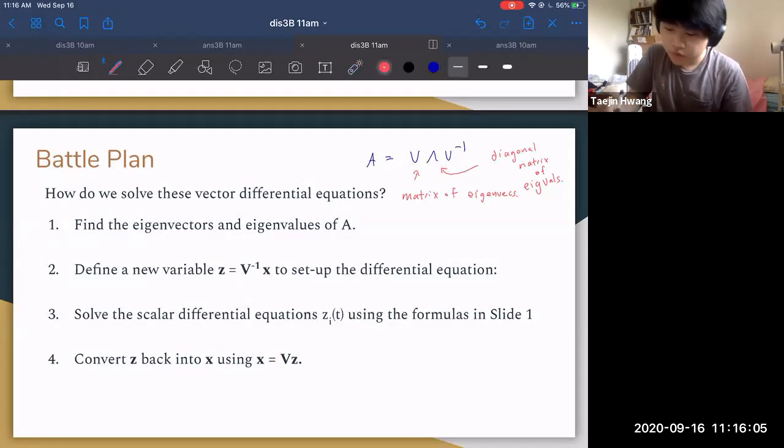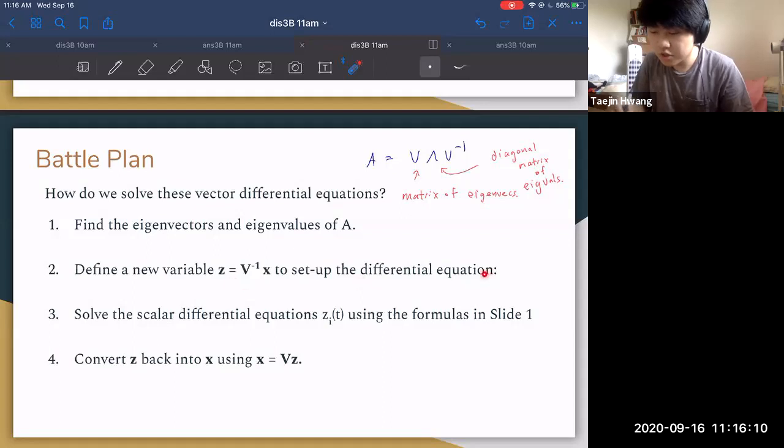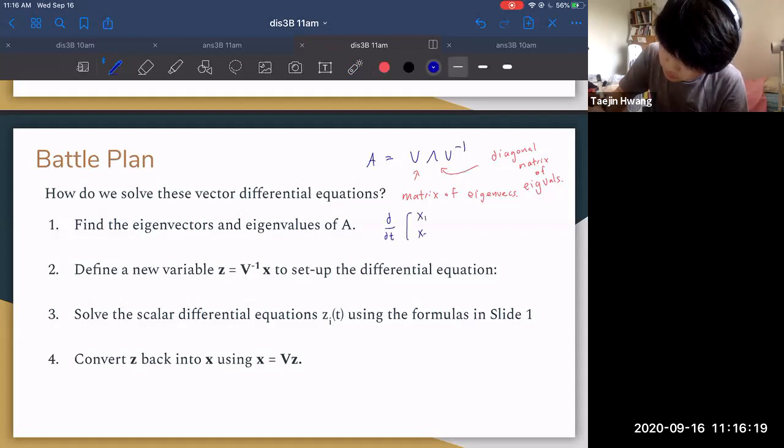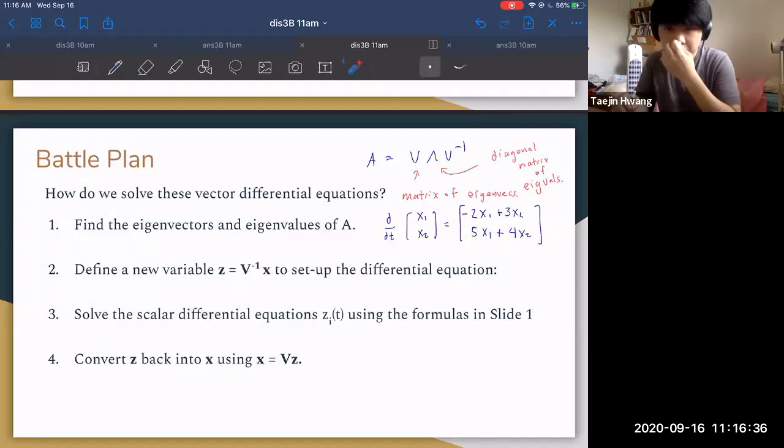Where we're essentially going to define a new variable z in order to set up the differential equation. And if this doesn't make sense right now, let's just take some arbitrary example I'm going to come up with. Let's pick a differential equation like this.